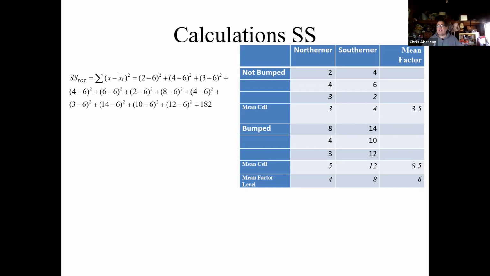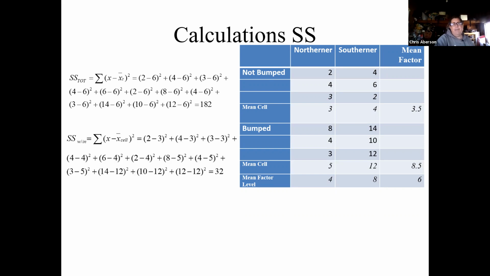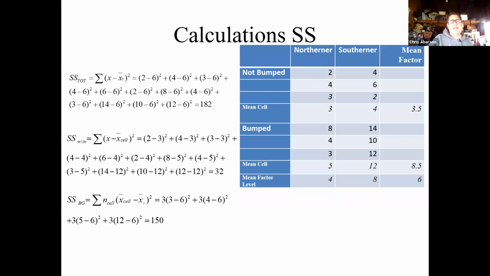Calculating the sums of squares. You can see sums of square total calculated just like we had it before. Each score minus the grand mean squared added up. Then within, the only difference here is that it's each score minus the mean of the cell that they live in. So that is where we get the within. The between is as before, just doing this by cell instead of doing it by group mean, because we have more group means.